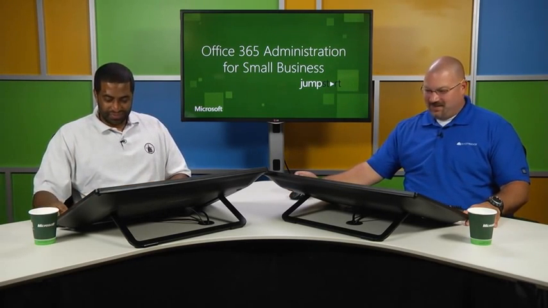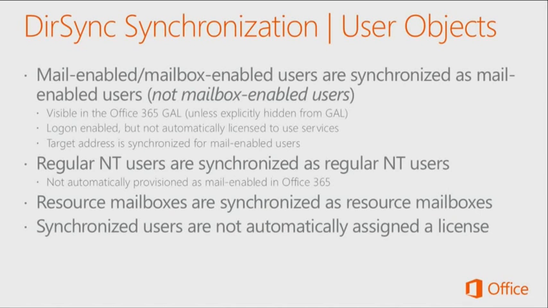All right. So what user objects are migrated? Mail-enabled and mailbox-enabled users are synchronized as mail-enabled users, not mailbox-enabled users. They're visible in the Office 365 GAL. Login is enabled, but they're not automatically licensed to use services. Target address is synchronized for mail-enabled users. Regular NT users are synchronized as regular NT users. Resource mailboxes are synchronized as resource mailboxes, and again, not automatically assigned a license.